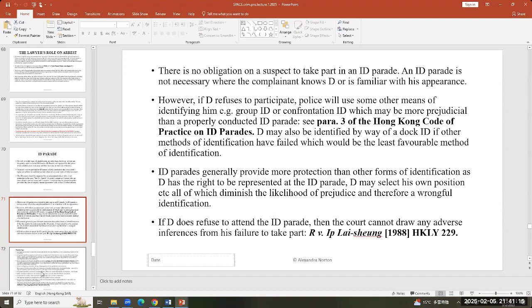So it may be a confrontation ID, where the witness is taken down to the cells and they walk up and down the corridor and they're asked to look into the cells and say whether they see the person that they saw committing this offense. That's a confrontation ID. The most prejudicial form of ID is the dock ID, because there's a tendency to believe that the person in the dock must be the person that they saw.